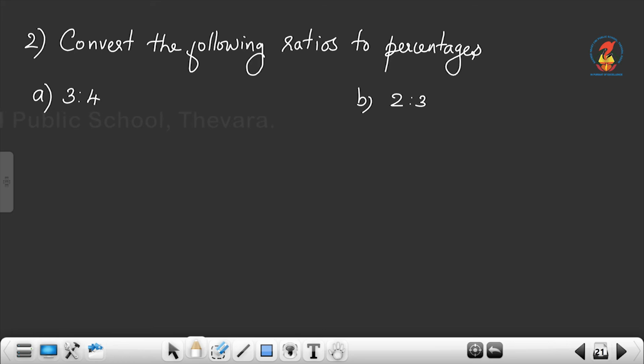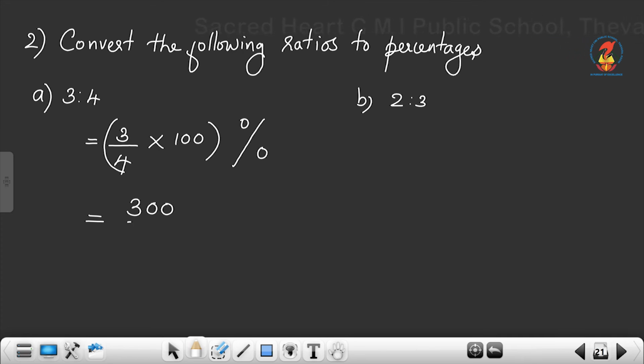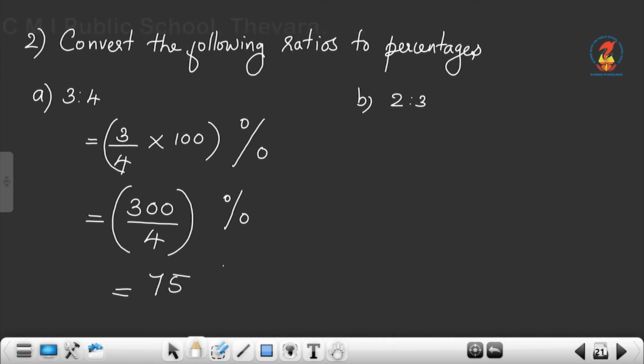Now convert the following ratios to percentages. You have to convert them into percentages. Now first one, 3 is to 4. So 3 is to 4 we can write as 3 by 4. How can you convert it into percentage? You have to multiply with 100 and attach the percentage symbol. So which is equal to 3 into 100, 300 by 4. Then put the percentage symbol. We already did this problem. So 300 divided by 4 equals 75. So the answer is 75%.